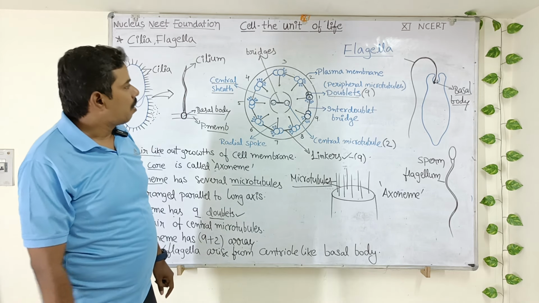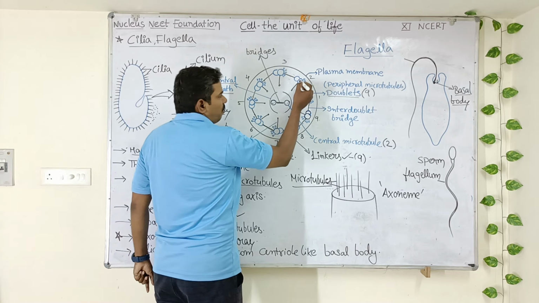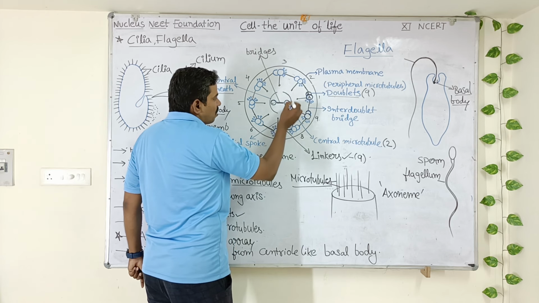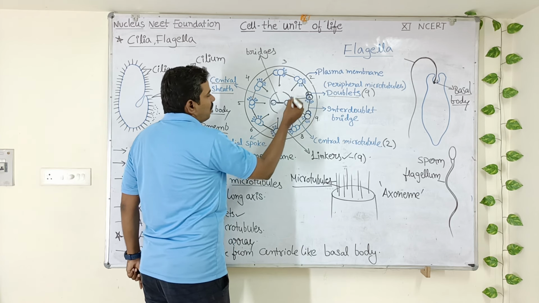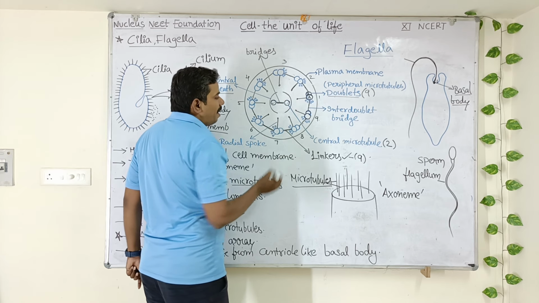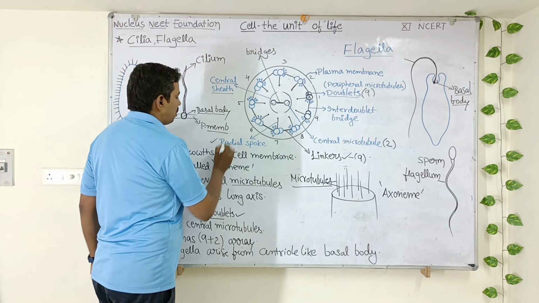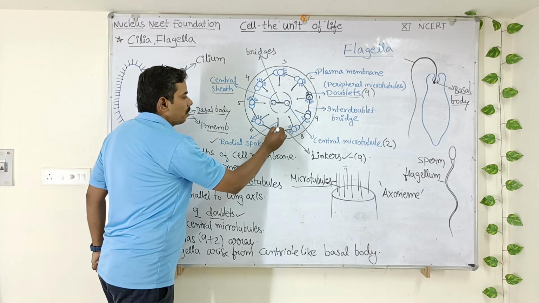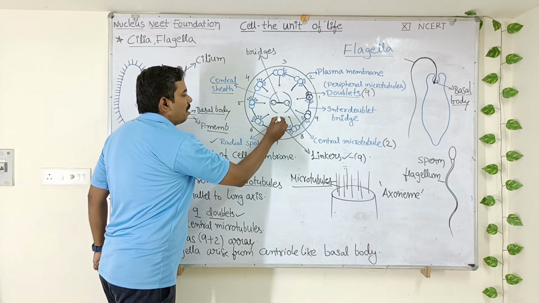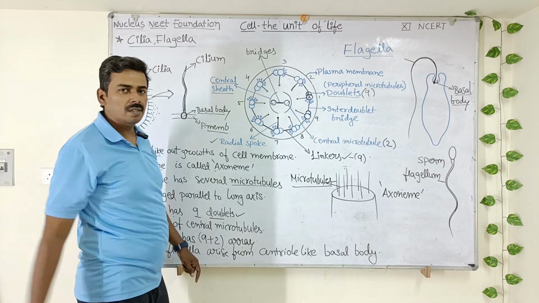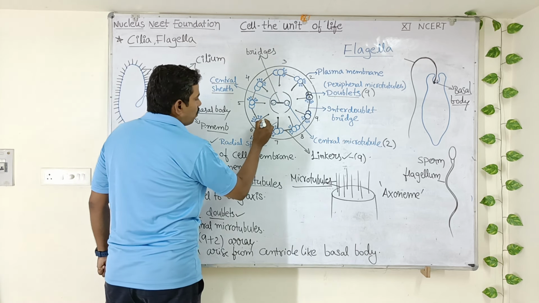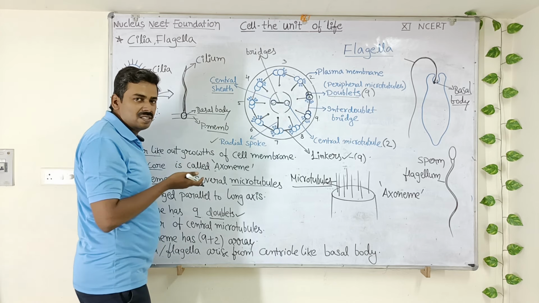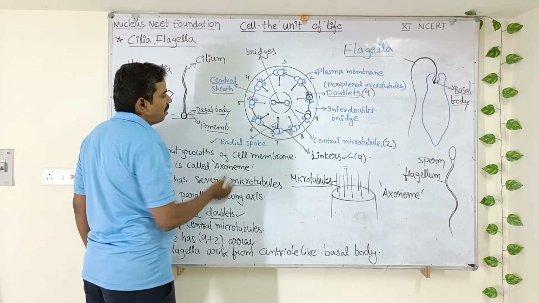Okay. Now, the peripheral microtubules are connected to the central region. They are connected to the central sheath through structures called radial spokes. You can see here, this is a radial spoke. It is connecting the peripheral doublet with the central sheath. Here is one more radial spoke. The radial spokes are arranged in the form of a radius. That's why they are called radial spokes.